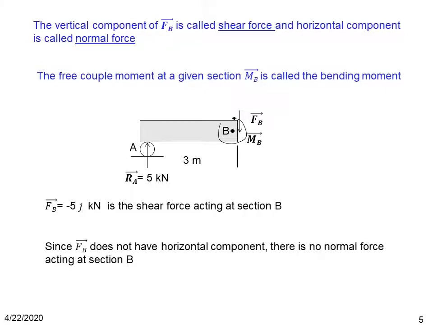Now, in this case, we have FB is minus 5J kilonewton. So we don't have an I component. So FB equals minus 5J kilonewton is the shear force. The normal force acting at section B is 0 because we don't have any I component. And the bending moment is 15K from our previous solution. So this is the bending moment at section B.